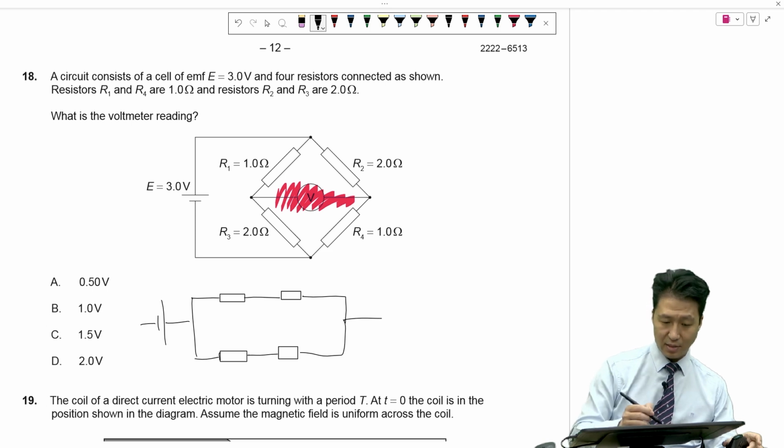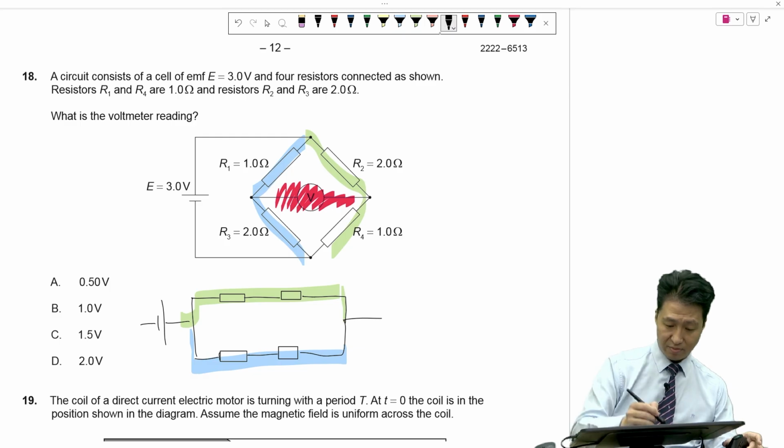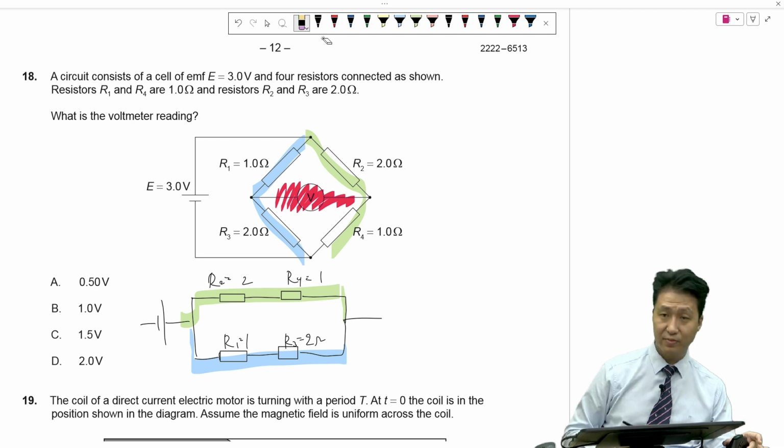Okay. Let's take the top path to be this path here, and the bottom path is this path here. So in the bottom path we have R1, which is 1 ohm. We have R3, which is 2 ohms. And in the green path, we have R2, which is 2 ohms, and we have R4, which is 1 ohm.